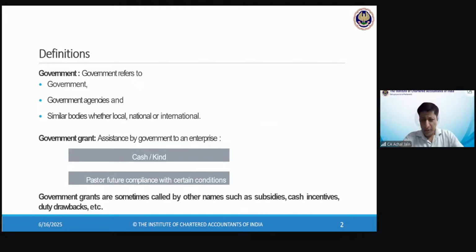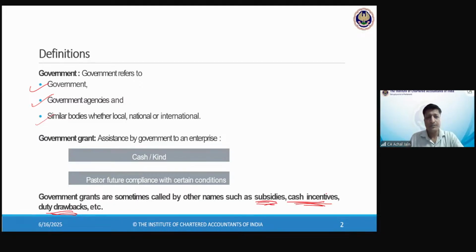Now, this government contribution could be in the form of monetary benefit or non-monetary benefit. Monetary means money. Non-monetary could be any asset which is provided by the government. Now, what comprises of government? First of all, to begin with. So, government refers to government agencies, okay, similar bodies like local, national, international bodies, right? And any kind of support which they provide, be it in the form of subsidies, cash incentives, duty drawbacks, all of them will fall within the purview of government grant.